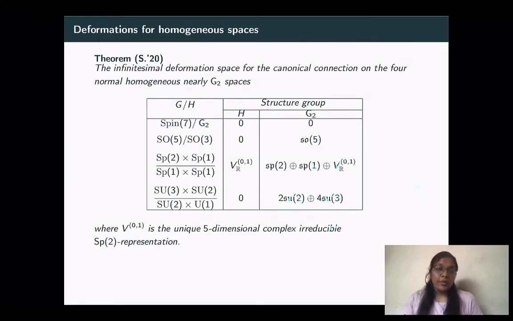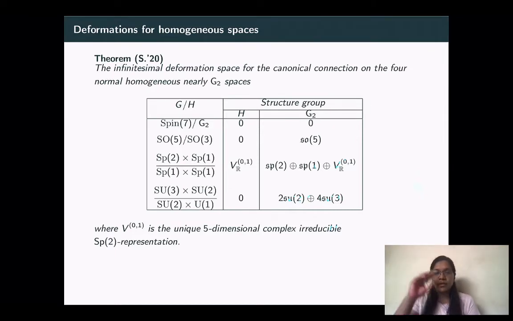So this is the theorem that we aim to prove. We have computed the deformation space for all of these 4 normal homogeneous spaces. So here you see that there are 3 columns. The first column is just the homogeneous manifold. The second column is the deformation space in the case with the structure group H.